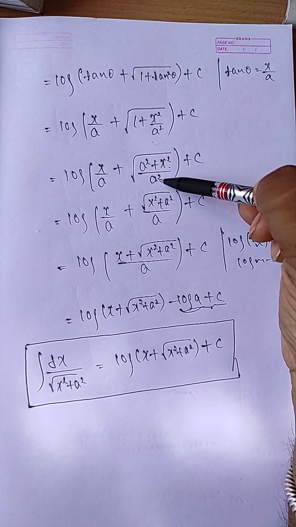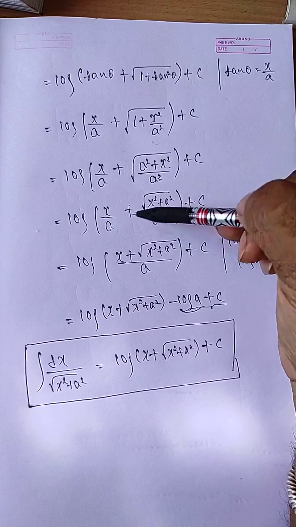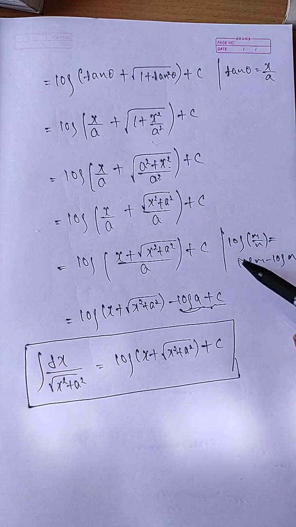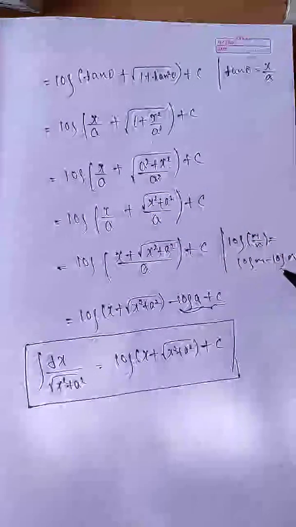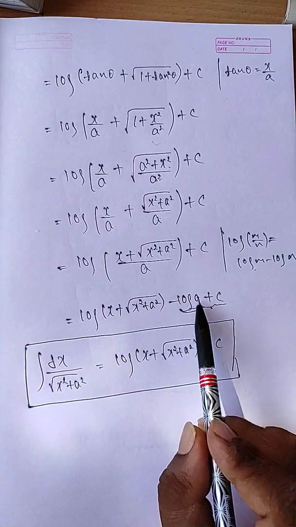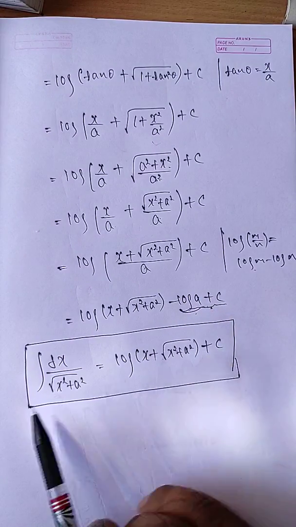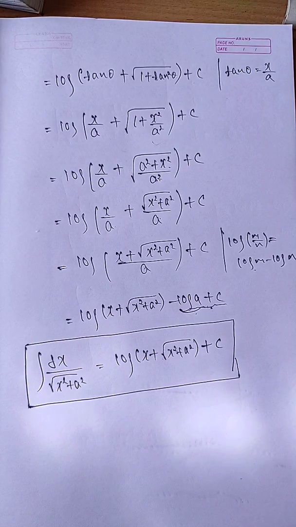If a square comes out of the root, it becomes by a, the denominator is the same, add the numerator. It is in the form of log m by n, which means log m minus log n. So I am writing like this. Log a plus c, log a means it is the least value, so I am writing this as c. So this is the standard form. Is it okay? Is it clear?